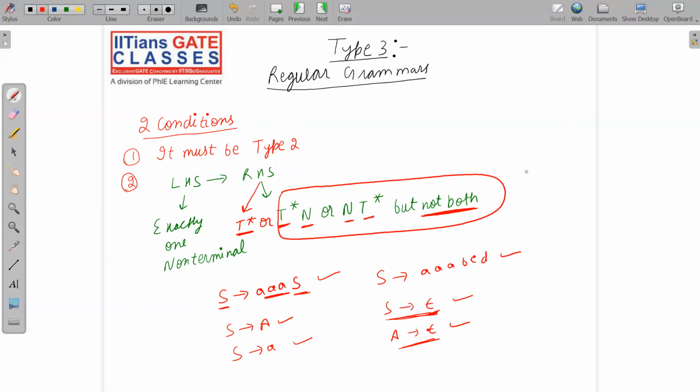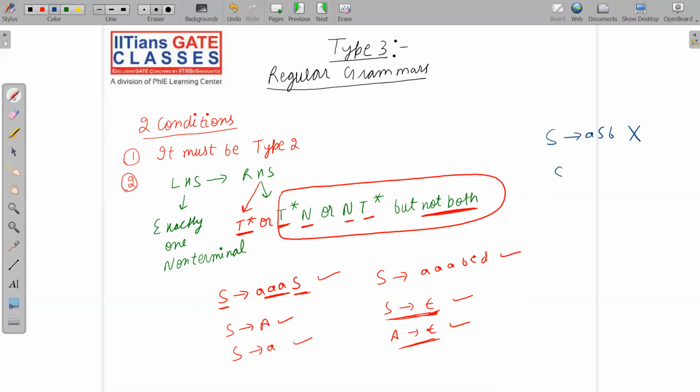Okay, which productions are not according to type 3? Let me give you some examples. Say if I write S implies ASB, this is not type 3. Why? Because non-terminal can be present either in the extreme left or in the extreme right. See here, either in the extreme right or in the extreme left. Okay, we cannot have in between. So here we have non-terminal in between these two terminals. This is not allowed in type 3. Okay, I hope I have made the point clear to all of you.